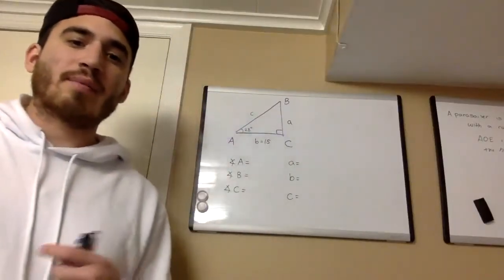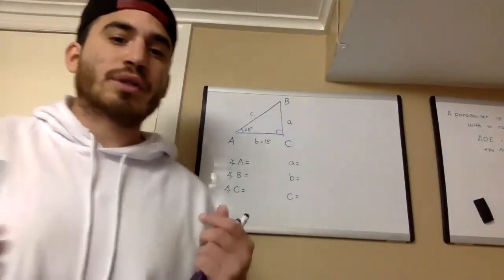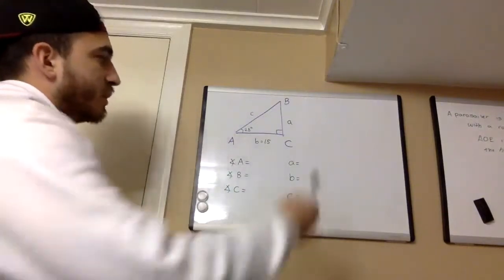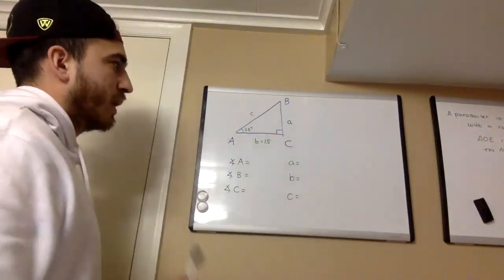Hey guys, we're gonna start the second part of your first lesson. So we're just gonna get right into it. So they give us a triangle and they're asking us to find all the angles and all the sides.